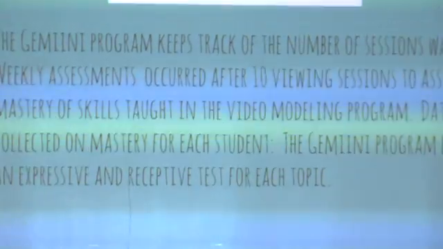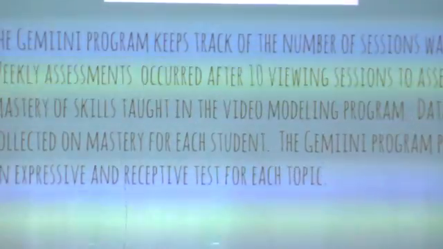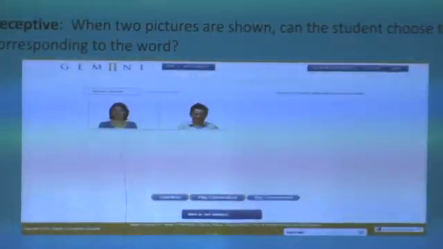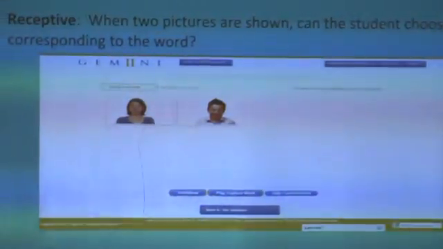So Gemini keeps track of the number of sessions watched and weekly assessments occur after 10 viewing sessions to assess mastery skills taught in the program. Data was collected on mastery for each student. Gemini provides an expressive and a receptive test for each topic. Receptive testing, here's an example of a receptive test. When two pictures are shown, can the student choose the picture corresponding to the word? Here's a video of a receptive test.